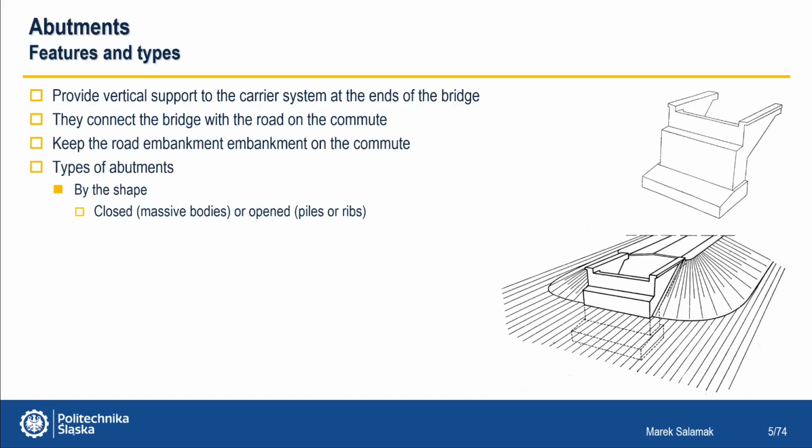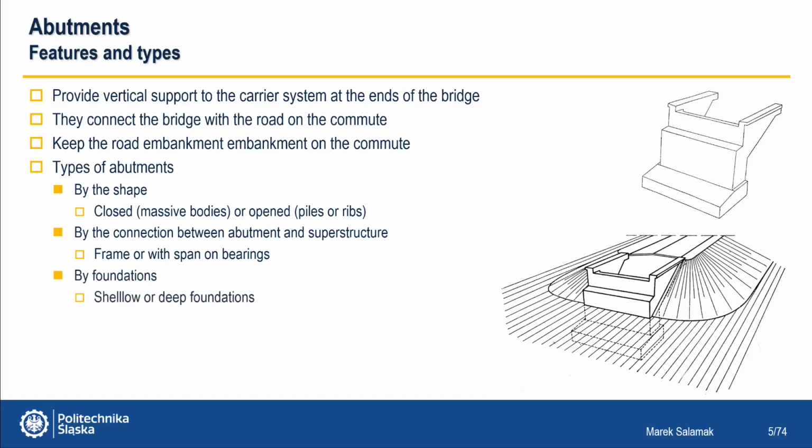Abutments can be divided according to shape. They are closed with massive bodies or open in the form of pile or rib abutments. They can also be divided due to the connection of the abutment body with the load-bearing structure. So they will be frame or with a span supported by bearings. The next classification is due to the type of foundation, and here we have shallow or deep foundation. And finally, we can divide them due to the arrangement of the abutment wings, which can be parallel or oblique to the axis of the road on the bridge.